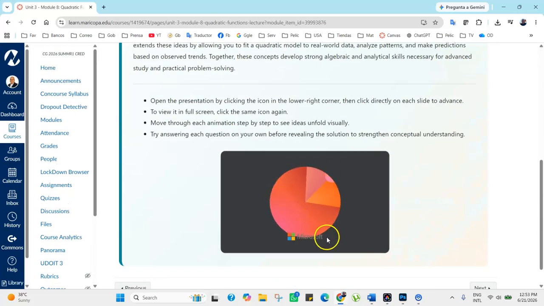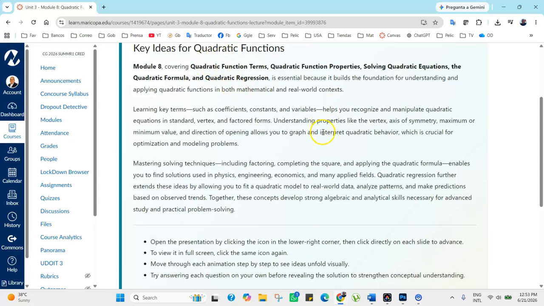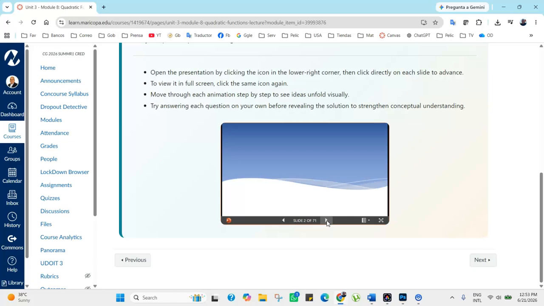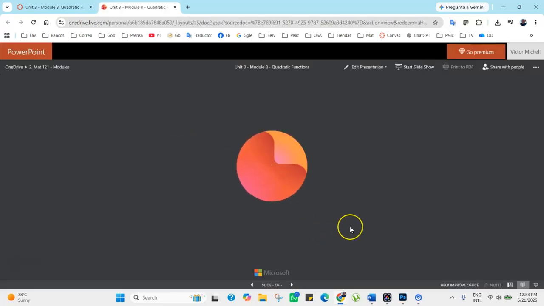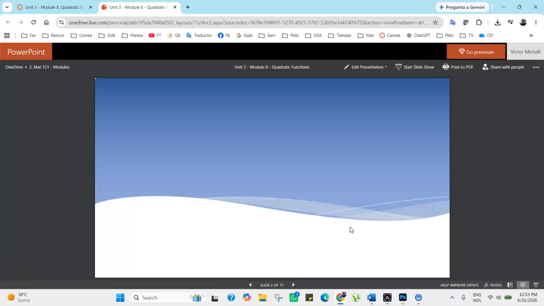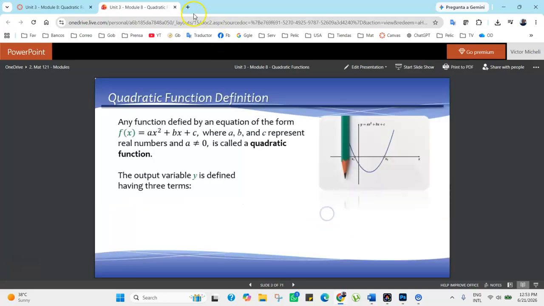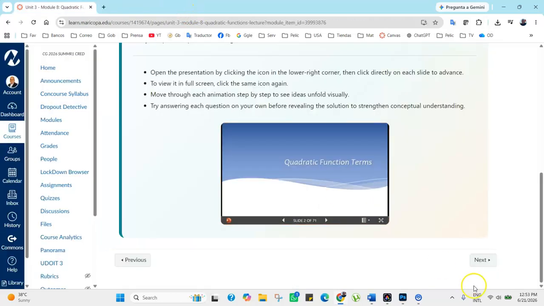Here you have the PowerPoint presentations. This is for quadratic functions. Notice that it is working perfectly. So you can click here, and then you're going to have the PowerPoint presentation. Step by step again.